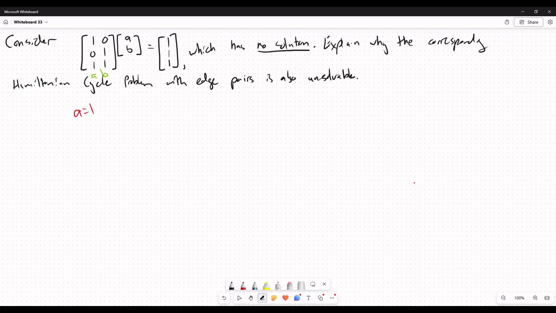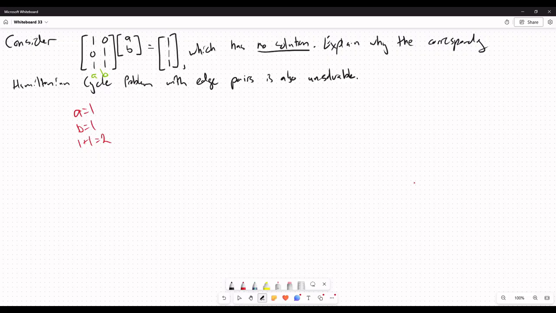Similarly, in the second row, the B column's the only one that has a 1, so I'm going to need to let B equal 1. But when I set those equal to 1, when I look at the third row, I'm using both columns, so when I add those together, I'll get 2, and that's not 1. So there's going to be no 0-1 solution to this equation. Okay, so there's no solution.